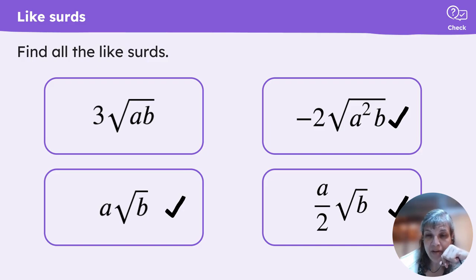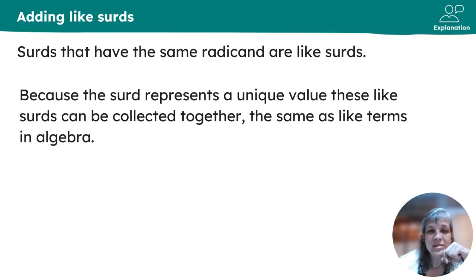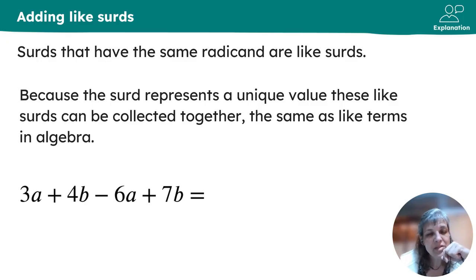That a squared in the top right-hand side would actually come out of the radicand, and it would just be minus 2a root b. Now they could all be added and subtracted. So surds that have the same radicand are like surds. And because a surd represents a unique value, these surds can be collected together just like you collect a's and b's in algebra. So here's an example.